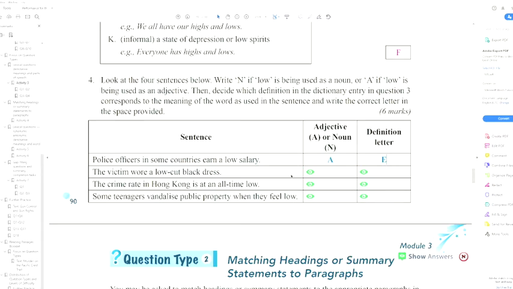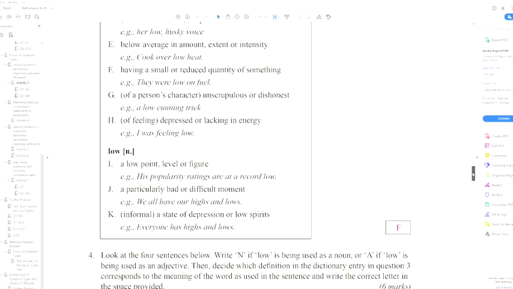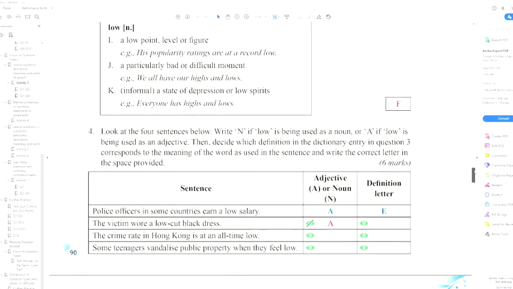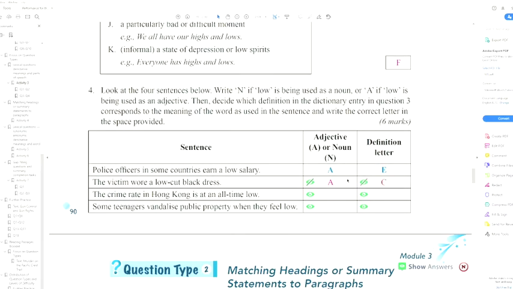Yes. So here, wore a low cut dress. Low is describing the dress right here. And so it's an adjective. Let's see which of these would talk about a dress. Well, right here, clothing. That is definitely going to be C. Crime rate in Hong Kong is at an all-time low.